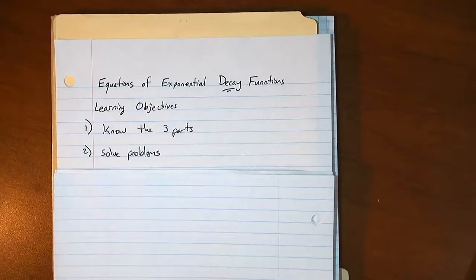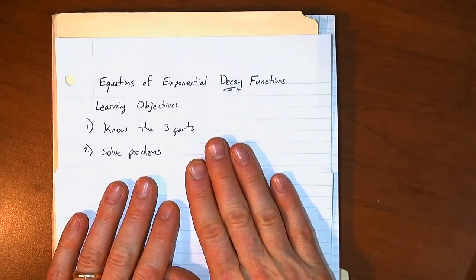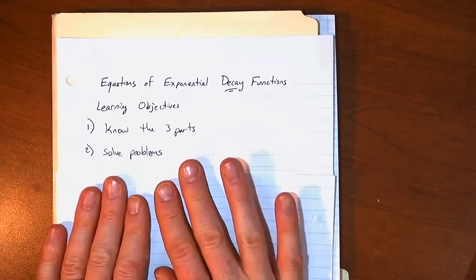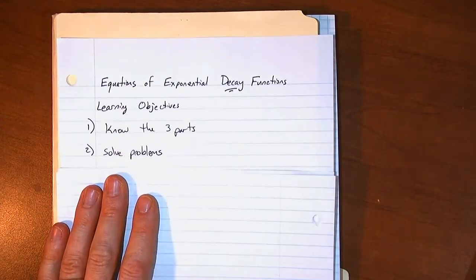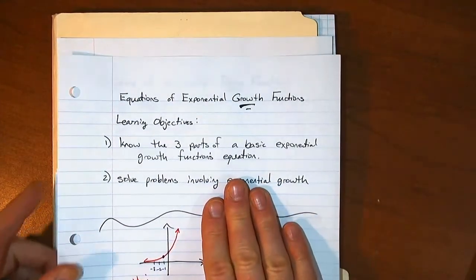All right. So with that said, taking a look at our learning objectives, I somewhat abbreviated these because it's basically the exact same learning objectives we had before. Know the three parts of the basic exponential function, particularly as it applies to decay, and then be able to solve decay problems.